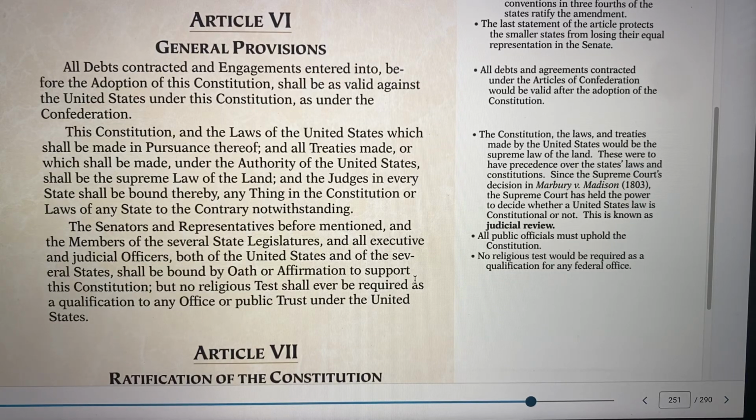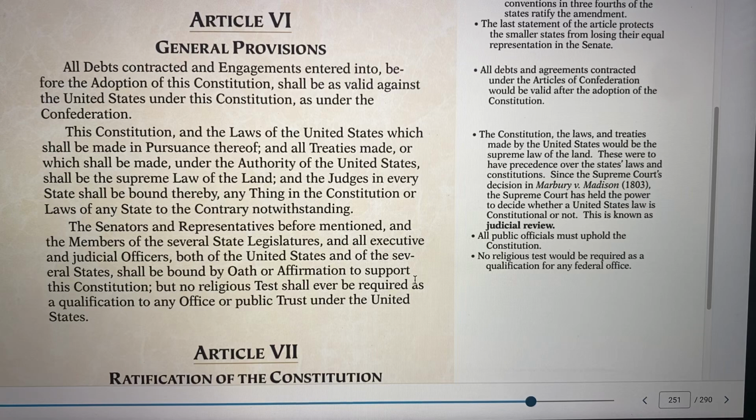All debts and agreements contracted under the Articles of the Confederation would be valid after the adoption. This is basically, the Constitution took over the Articles of the Confederation. But what they said is that if the Articles of the Confederation had an agreement prior, especially a money-wise agreement, the Constitution would not invalidate that. They're not there to do away with agreements under the Articles of the Confederation. So that's just an addition there when they brought forth the Constitution.